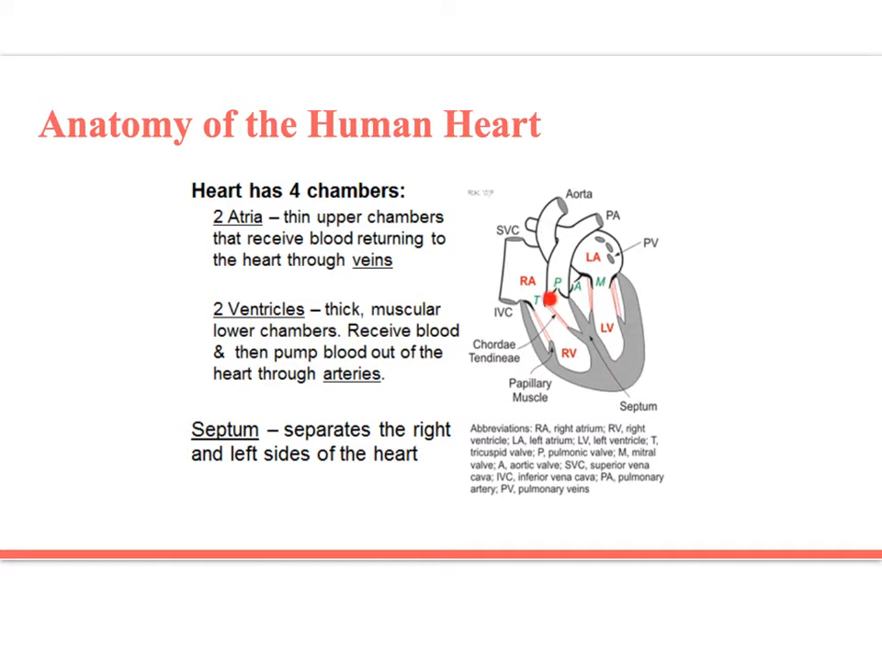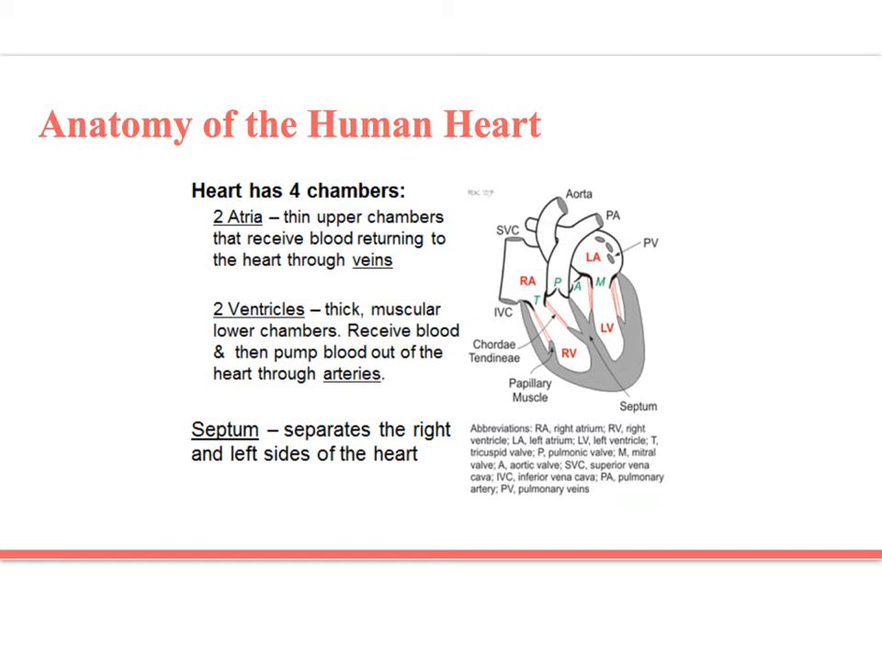So, the right atrium is going to receive blood from the superior vena cava, which is that major vein coming back, and it's also going to receive blood from the inferior vena cava. These are 2 major blood vessels, veins, that have deoxygenated blood. Superior is obviously going to come from the head and the arms. Inferior is going to come from the internal organs as well as the legs.